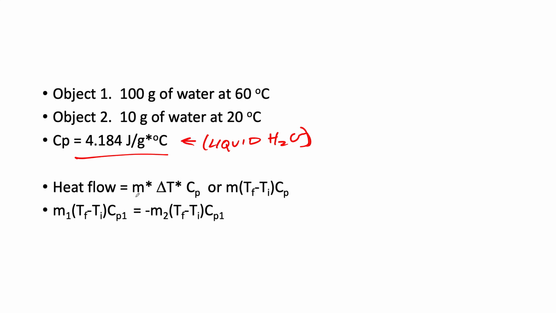So heat flow is mass times the change in temperature times the heat capacity. Guys, you can switch this back and forth. You can have mass over here or Cp. It doesn't matter where you put it because they're all multiplied except for what's in the parentheses. So heat loss equals heat gained.